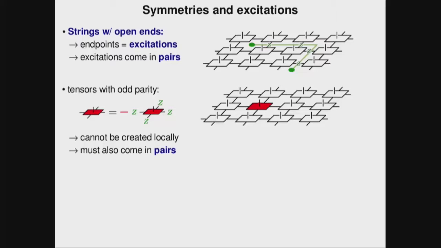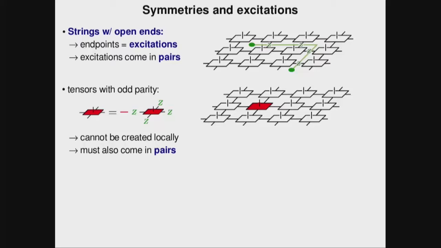And the thing is, we can also build a second type of excitation, namely we can take one tensor out of our tensor network and replace it by a tensor which transforms odd under the symmetry, which has a minus sign here. Now again, this is not a local excitation in the sense, well, it's local in the sense that it can only be seen by a Hamiltonian acting around here because everything looks fine.